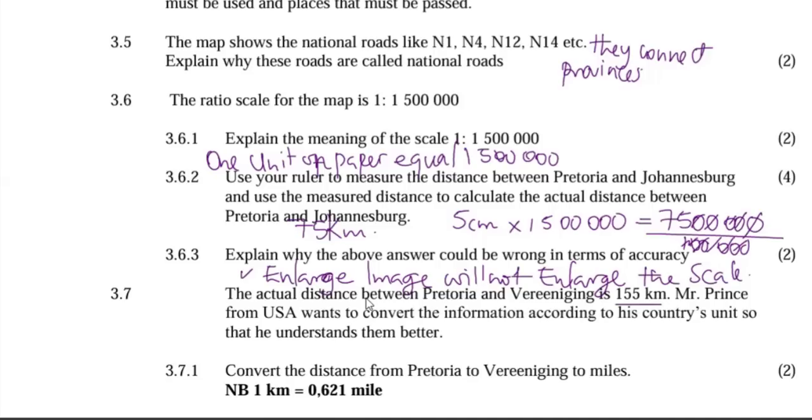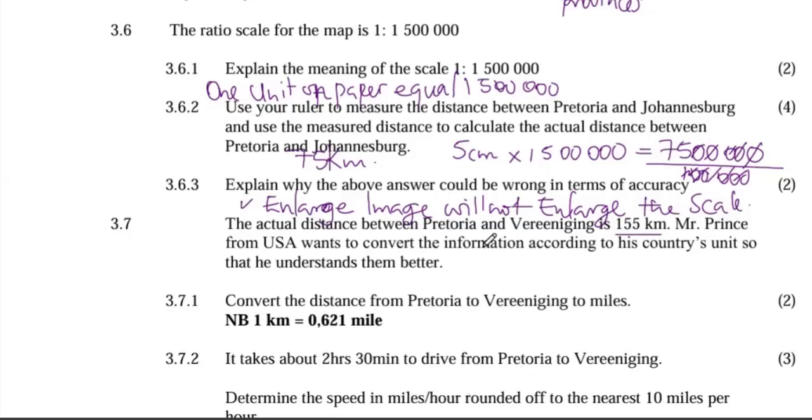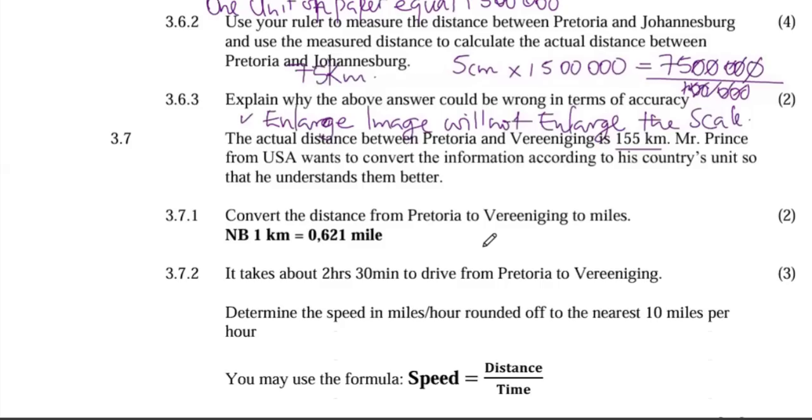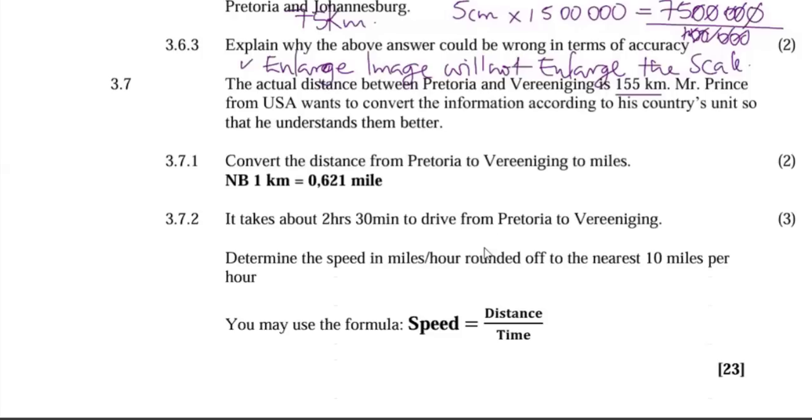Mr. Price from the USA wants to convert the information according to his country's units. Convert the distance from Pretoria into miles. So we shall say 155 times 0.621. Let's see the answer there. So the answer became 96.22. These are miles.